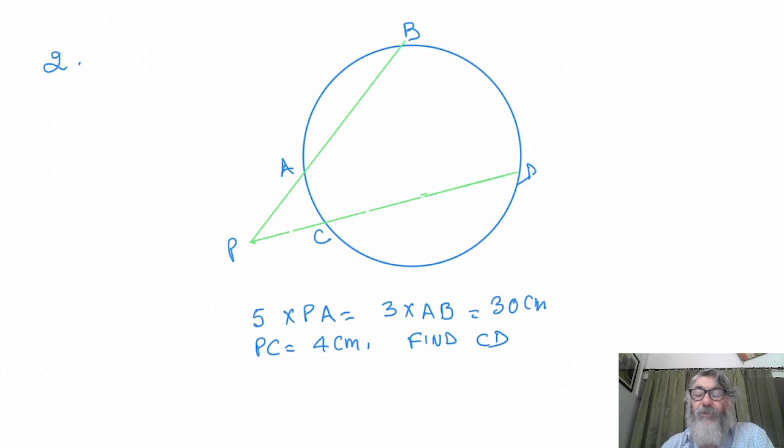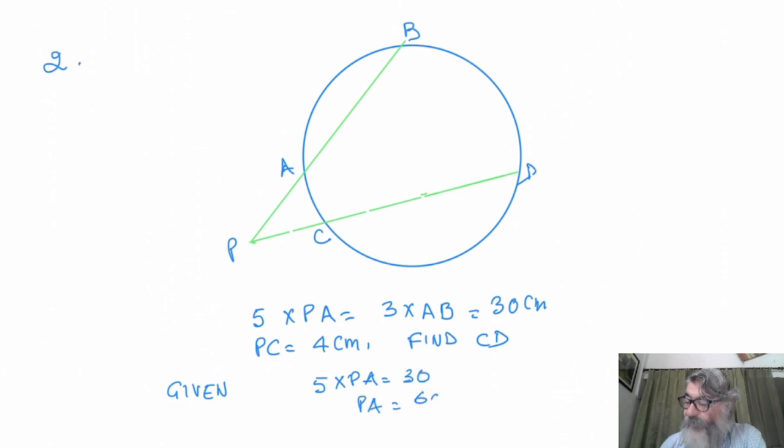Now let's see question number 2. In this case, the two chords are intersecting each other externally. AB and CD are two chords. When extended, they cut each other at P. Again, the same relation will hold: PA into PB will be equal to PC into PD. 5 into PA is 30, given. So PA will be 6 centimeter.